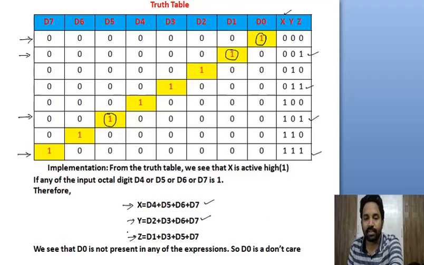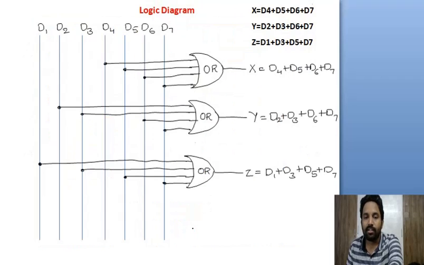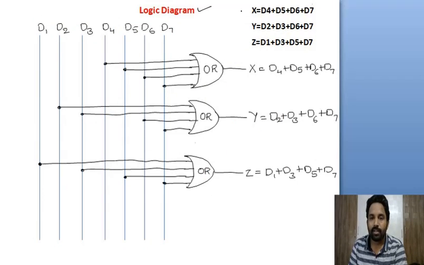Now with the help of these expressions, we need to implement the logic diagram. The X expression, as I mentioned here, is D4, D5, D6, D7. Here I am considering the data inputs from D1 to D7. To represent the X output, D4 plus D5 plus D6 plus D7, I use an OR gate. The D4, D5, D6, D7 inputs are given to one OR gate. That is our required X output.